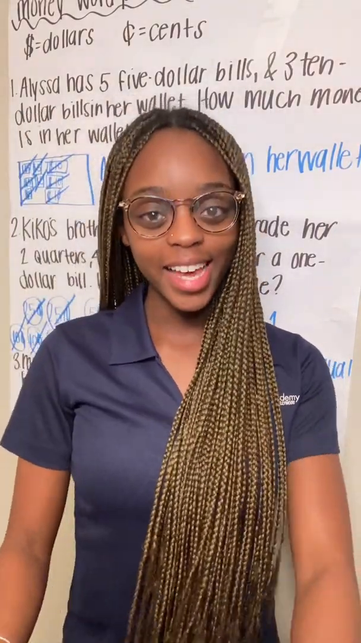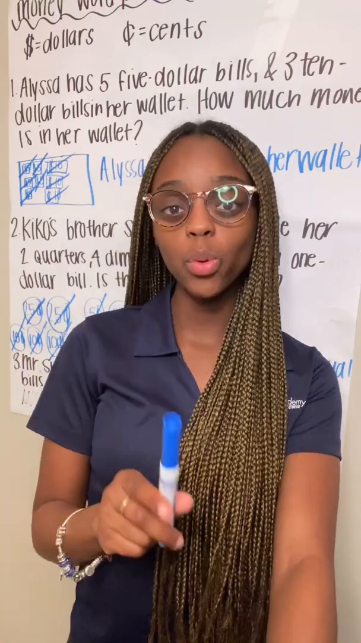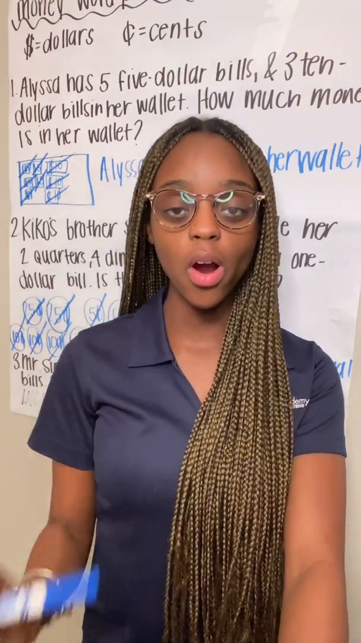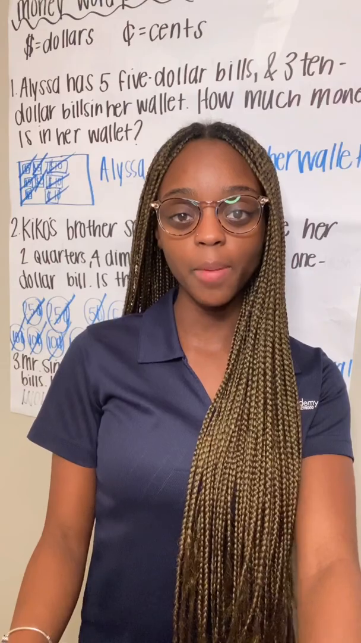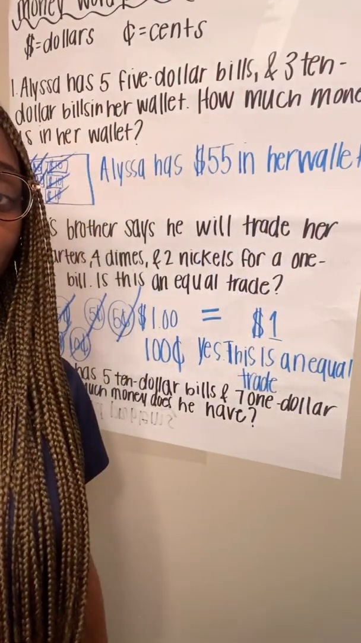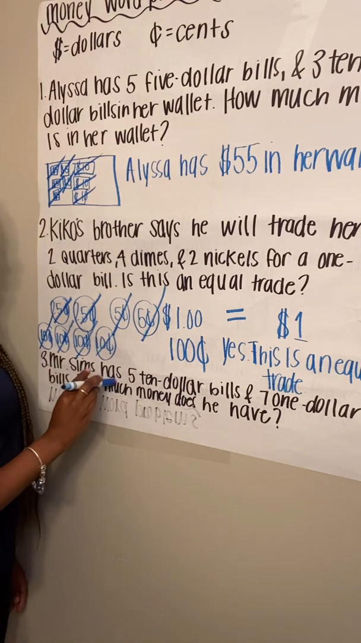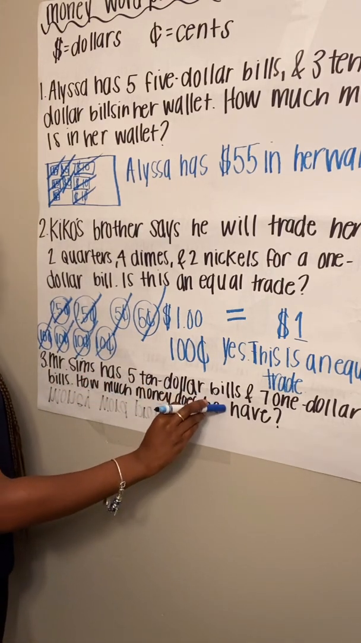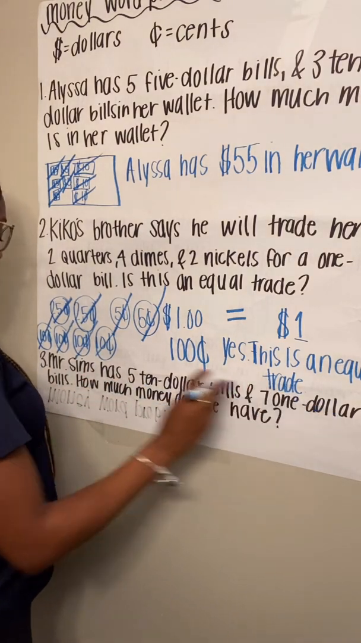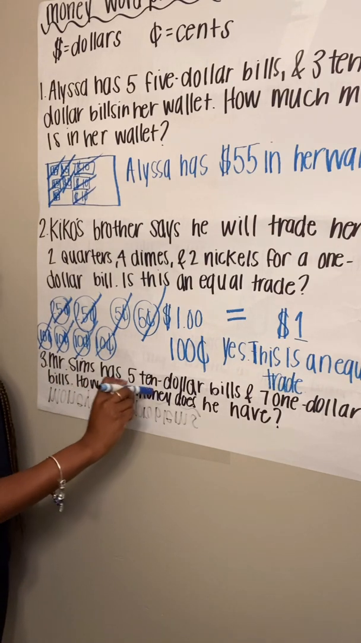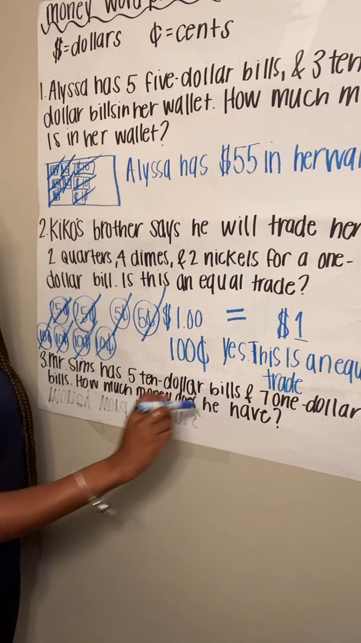Perfect. Now the last one you're going to do by yourself. I want you to pause the video wherever you are and solve it, and then we're going to go back and collaborate. I'll read it for you. It says, Mr. Sims has 5 $10 bills and 7 $1 bills. How much money does he have? Go ahead and pause the video, and then we're going to do it together.